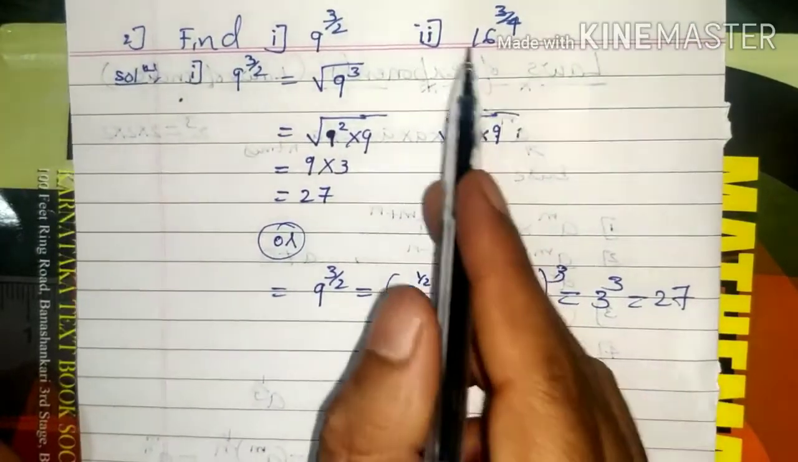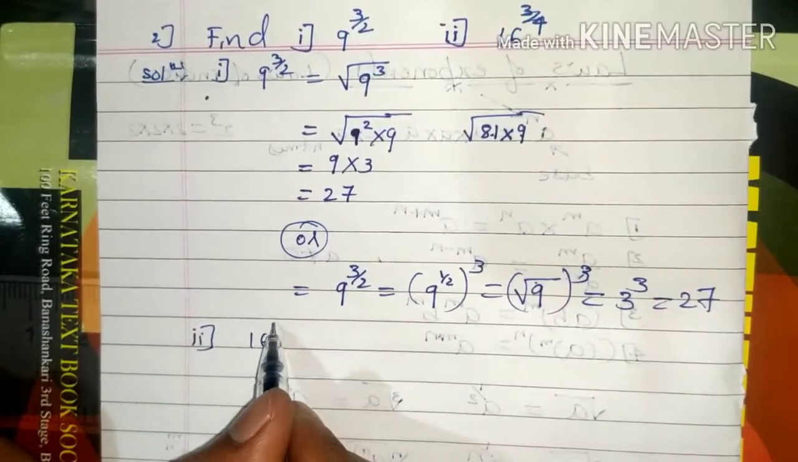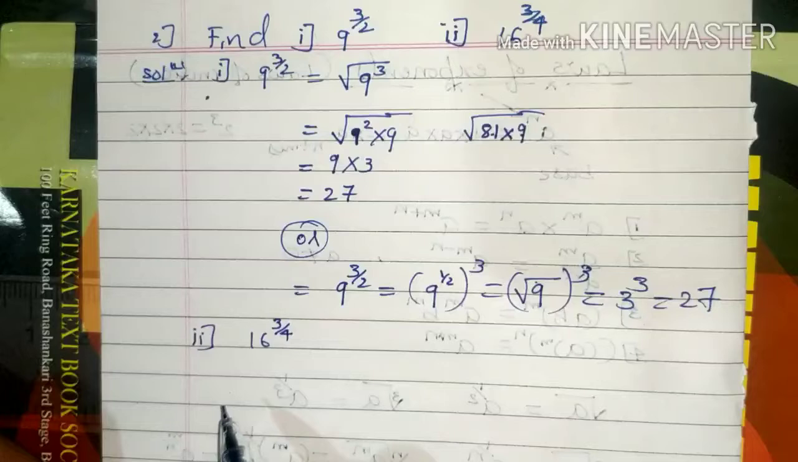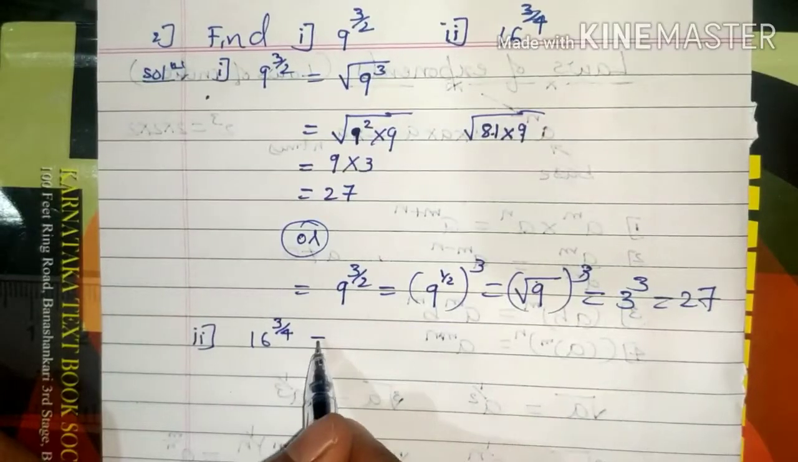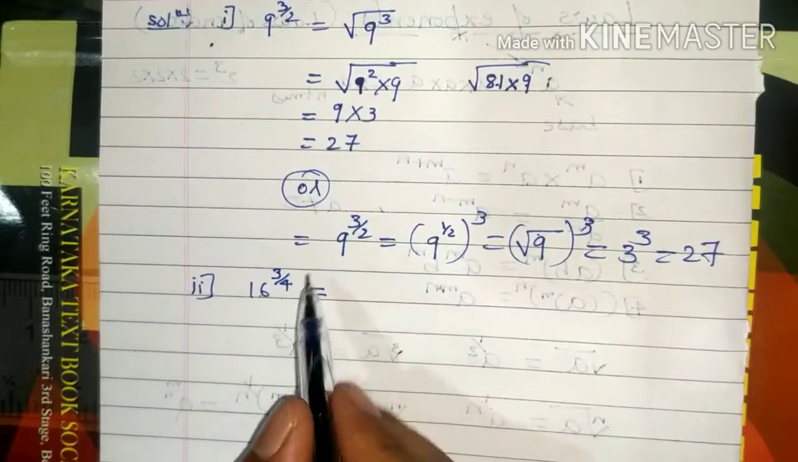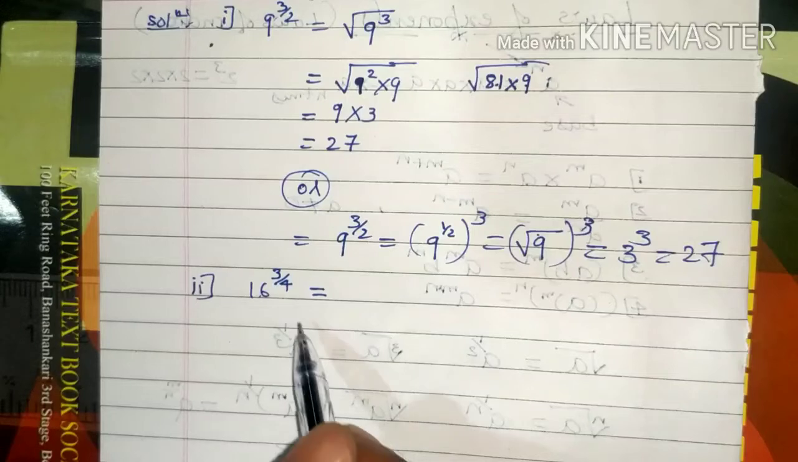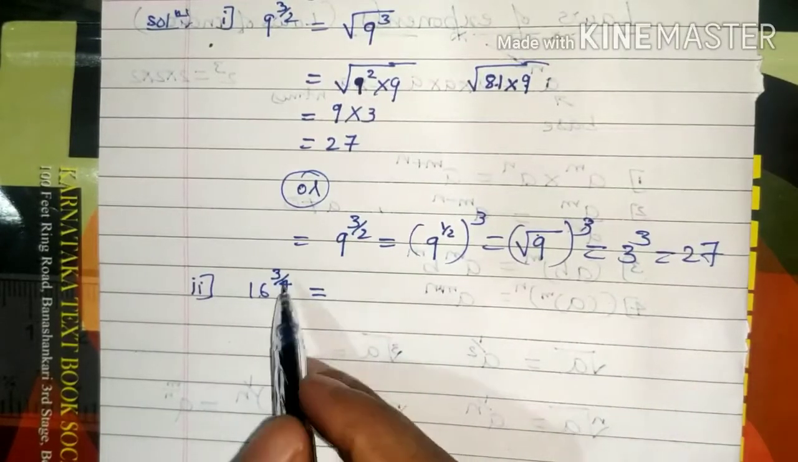So next problem, the second one, 16 raised to 3 by 4. So that is equal to, 16 raised to 3 by 4. If you consider 4, then you have to consider the fourth root. So let us solve this problem in a different manner.